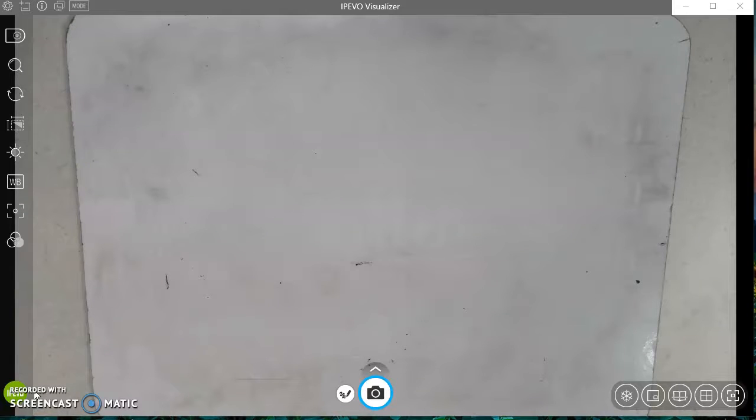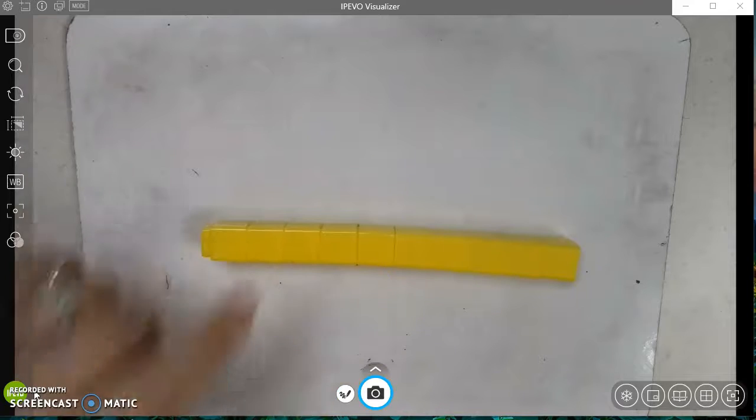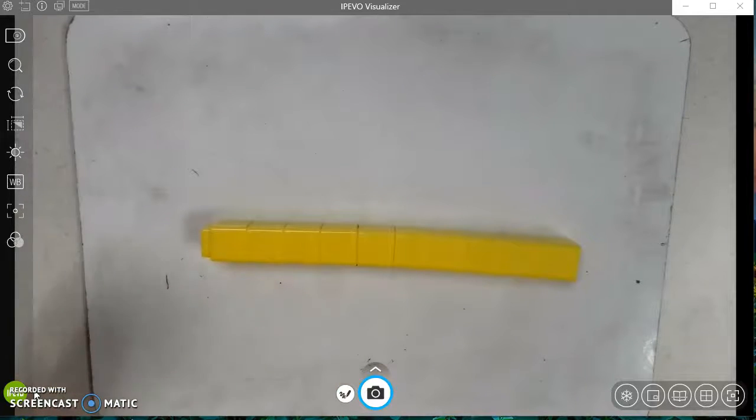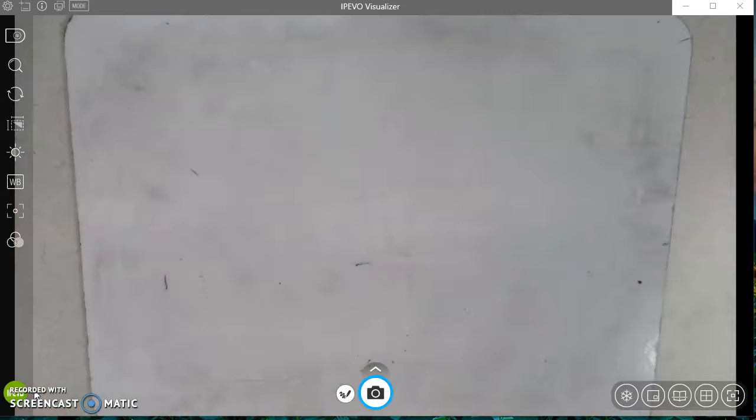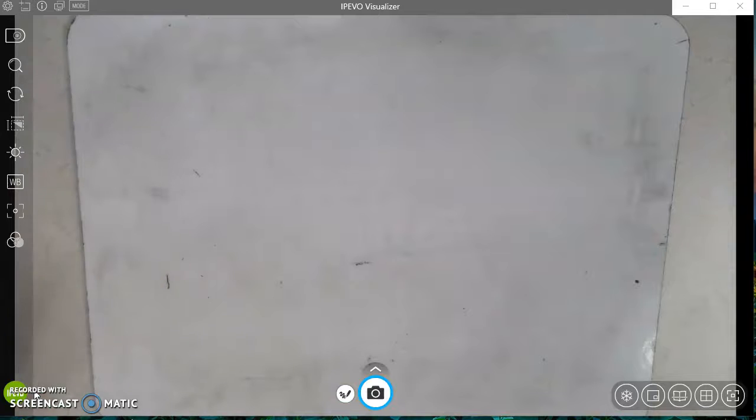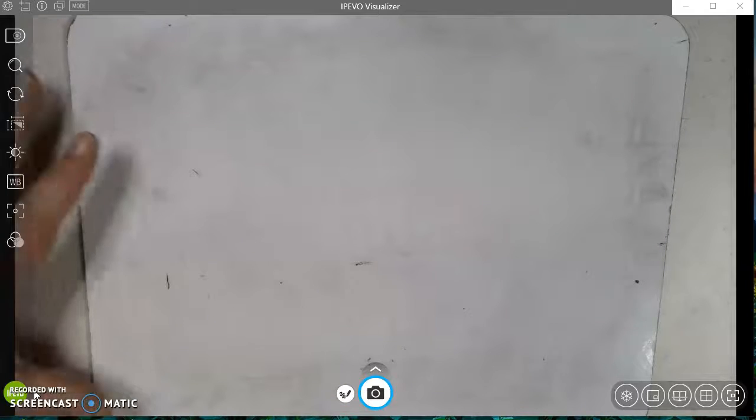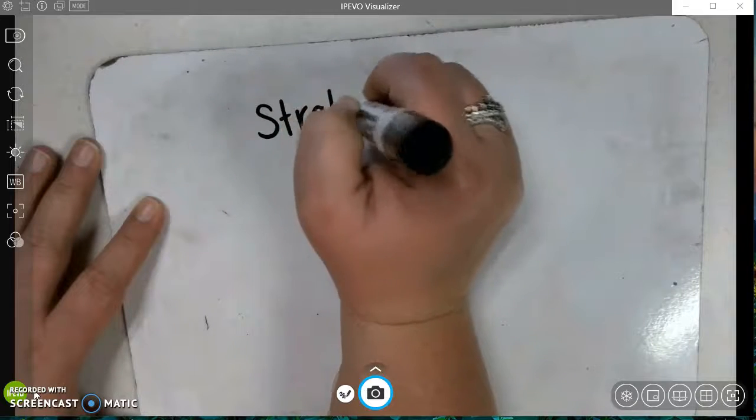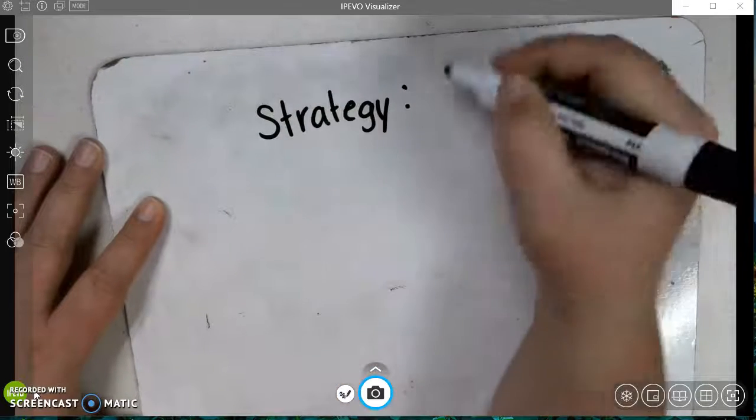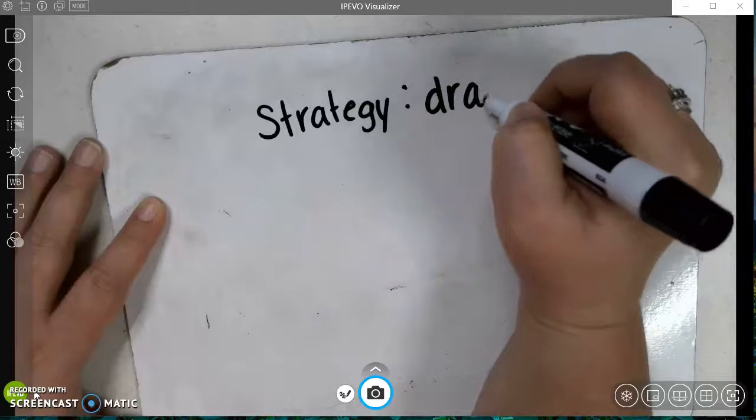Today, I wanted to show you a strategy that we can use to solve addition and subtraction problems. If you have manipulatives, so cubes like these, or bears, or pennies, or bingo chips, anything that you use to help you count, those are fantastic, and you absolutely can use those. Sometimes we don't always have those, so I wanted to show you another strategy. And the strategy that we are looking at is drawing pictures.